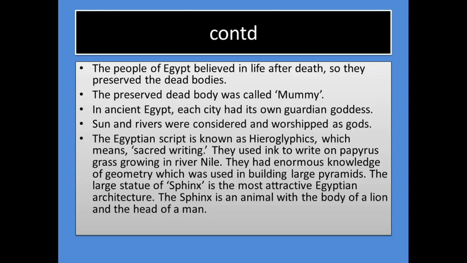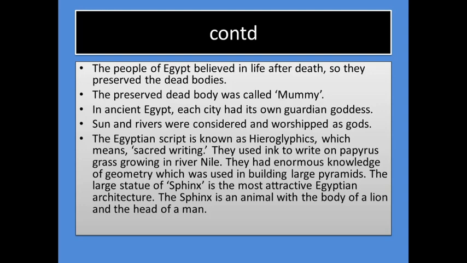They had enormous knowledge of geometry, which was used in building large pyramids. So here they were experienced in drawing and also in building pyramids geometrically. The large statue of the Sphinx is the most attractive Egyptian architecture. The Sphinx is an animal with the body of a lion and the head of a man.